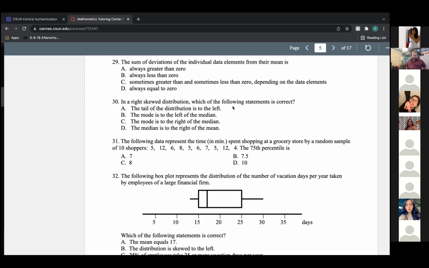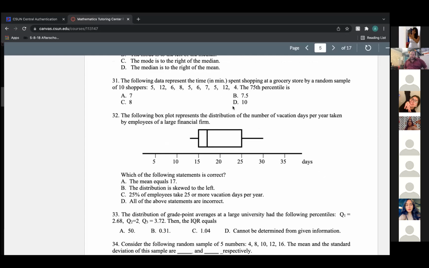All right, what were we up to? 31. The following data represent the time in minutes spent shopping at a grocery store by a random sample of 10 shoppers. What is the 75th percentile? Well, 10 is an even number, so the median would be located in the 5.5th spot, halfway between the 5th and the 6th. And then the ones after that, 6, 7, 8, 9, and 10, that's an odd number, so the median is in the middle. That's spot number 8.